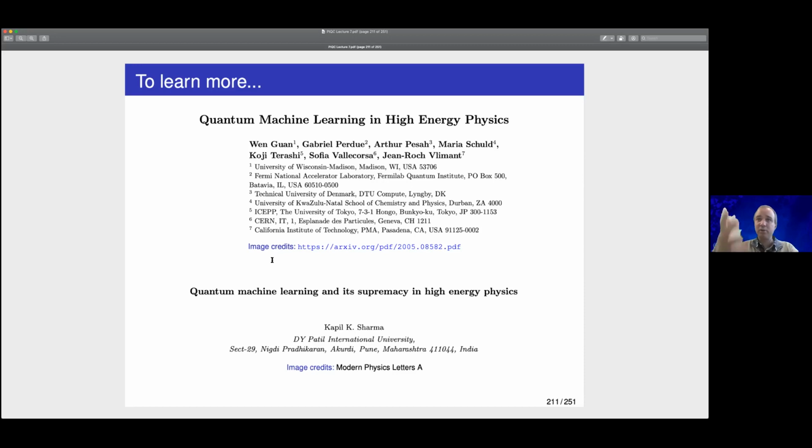There are more models. You can check these surveys. For instance, this one has a co-author, Sofia Valecorsa from CERN Open Lab. And there are many different papers cited in these two surveys, which you can take a look into if you are interested in quantum machine learning for high energy physics.